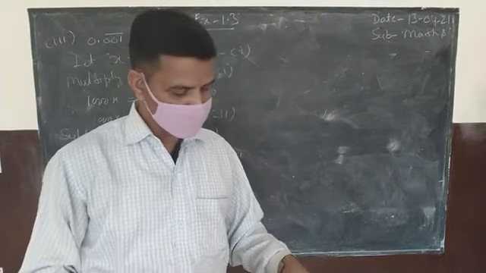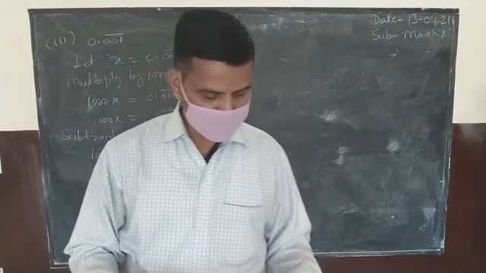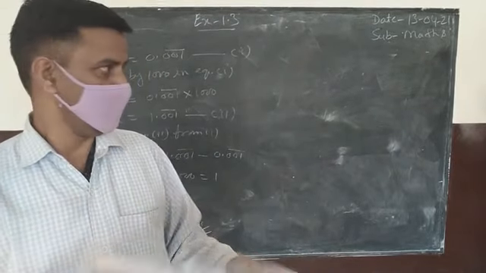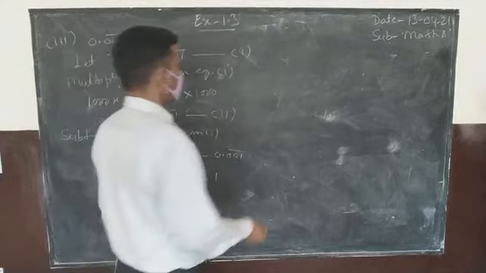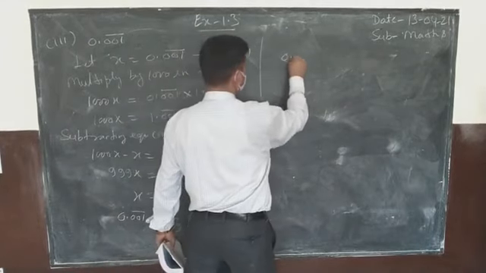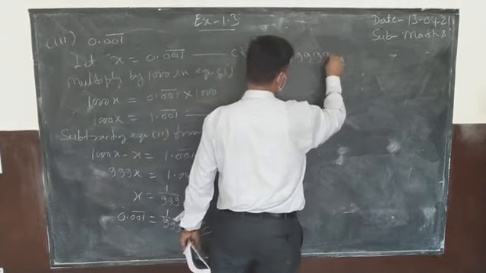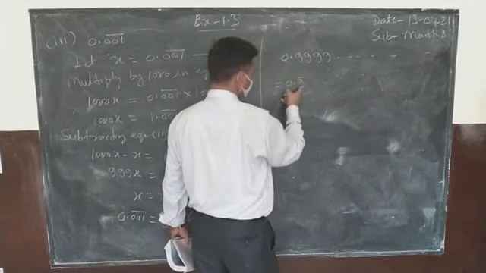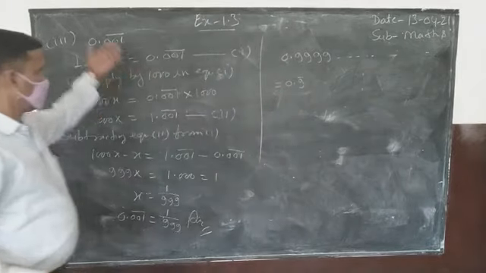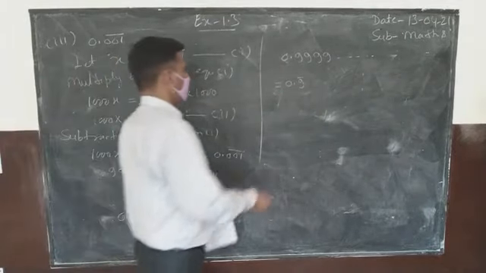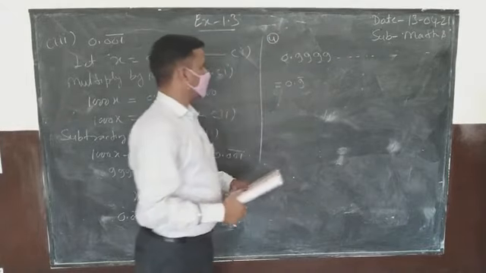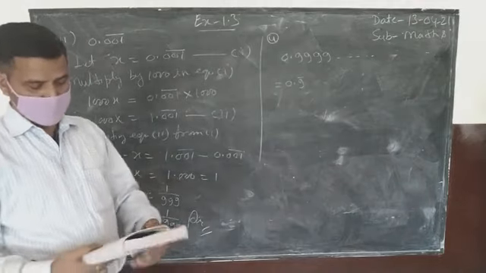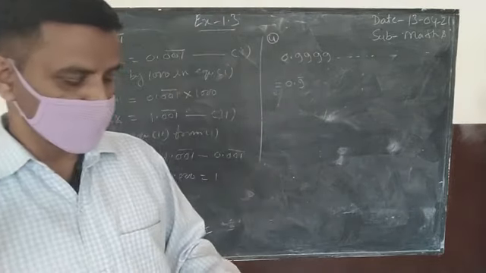Yes students, next question, question number 4. Express 0.999 and so on in the form of P upon Q. Same question here, where the question is given in expanded form: 0.9999 and so on. So first of all you will write it in the form of 0.9 bar. Then you will solve the question by the same method. First of all, we will write the question in proper form in this way. After that, we will solve it by this method. Is it clear?